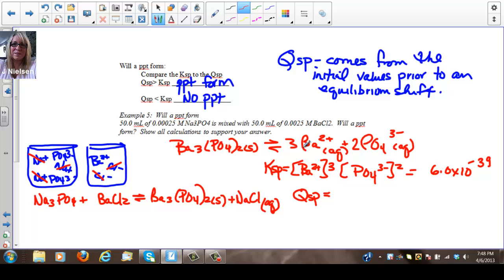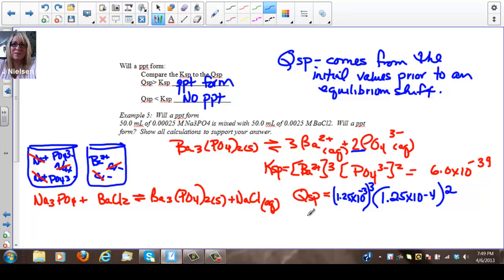Now remember, up here, I'm going to go back and put it underneath so you see it. Since we already have values, we've got 50 mL of 0.0025 molar Na3PO4. So that's going to give me 1.25 times 10 to the negative 4, and that's going to be squared because of this. And then I've got 50 times 0.0025 of the BaCl2, which is going to give me 1.25 times 10 to the minus 3, and that's going to be cubed.